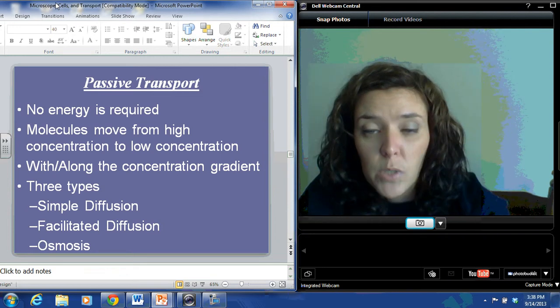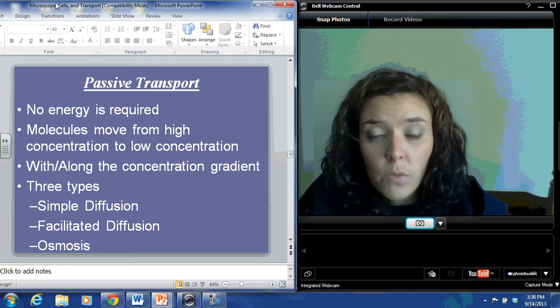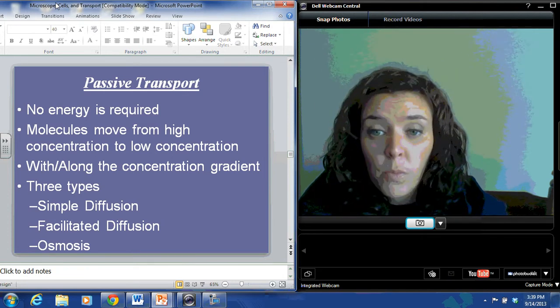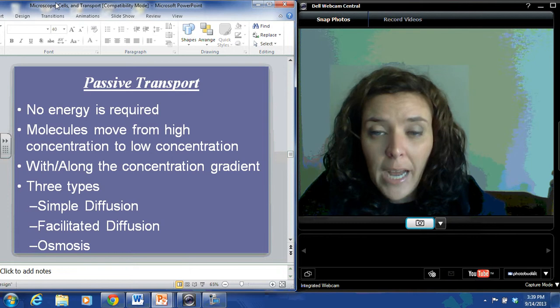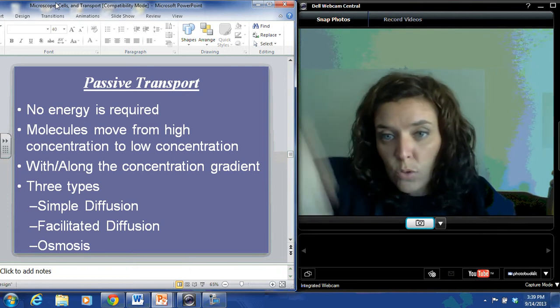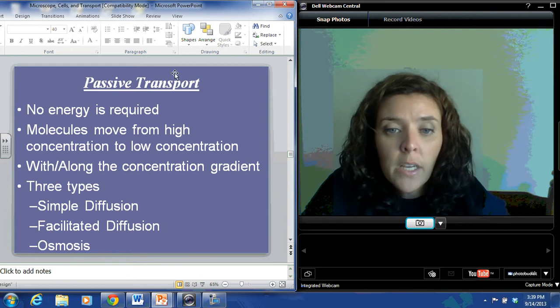And then the last type of passive transport is osmosis, and we'll spend the most time talking about osmosis. Osmosis is still the movement from high to low, but it's referencing water. So the movement of water molecules from high to low. Okay, so if you think about a waterfall, it moves from high to low. Okay, so let's get into it.